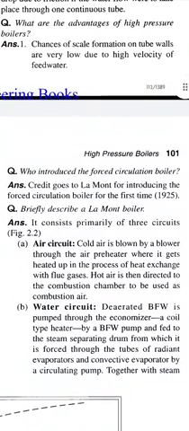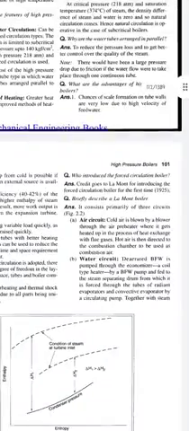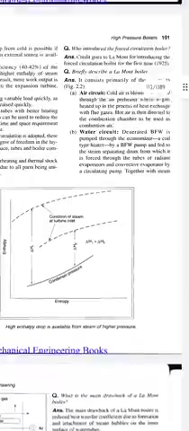Question: who introduced the forced circulation boiler? Answer: credit goes to La Mont for introducing the forced circulation boiler for the first time, in 1925. Question: briefly describe the La Mont boiler. It consists primarily of three circuits: air circuit, water circuit, and steam circuit. Air circuit.